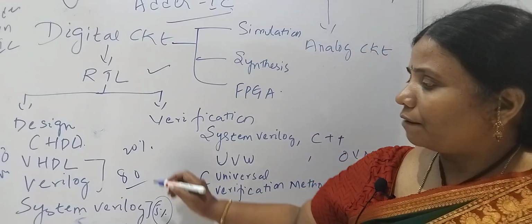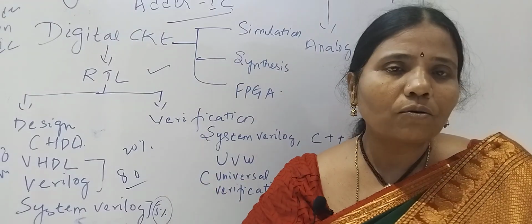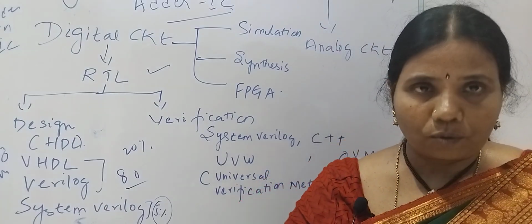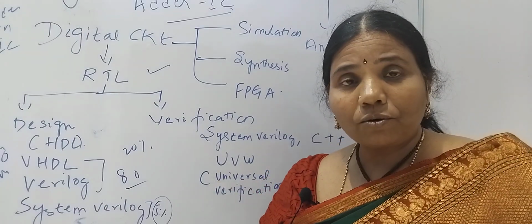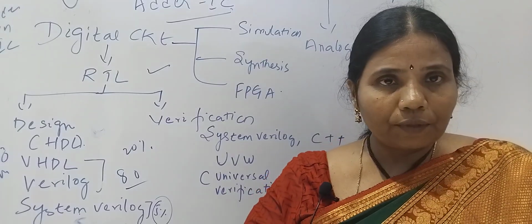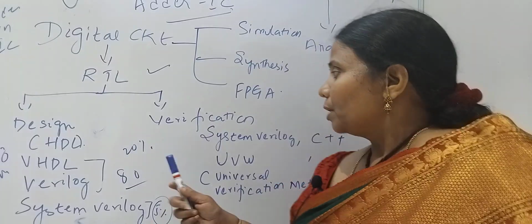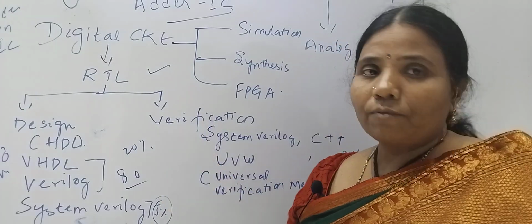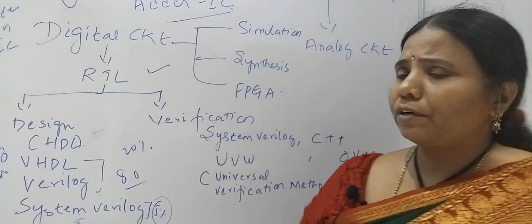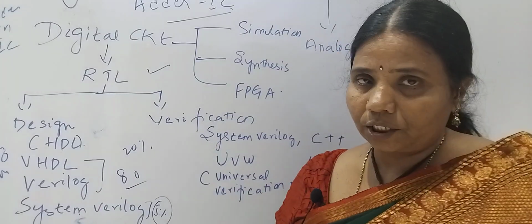After designing the circuit, once you write the code, you check the errors in the code you have written. If your code is error free, you give the input and check the output. Checking the functionality of the circuit for the code you have written is said to be verification.